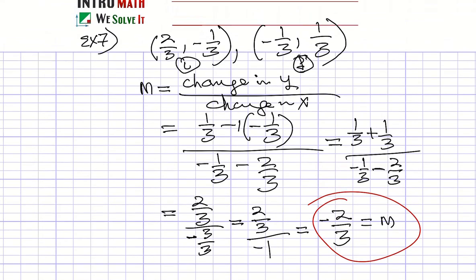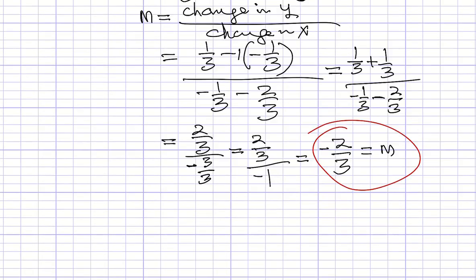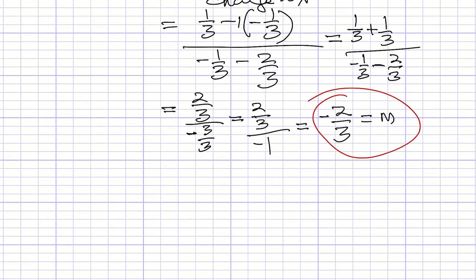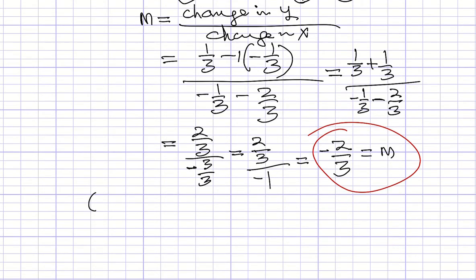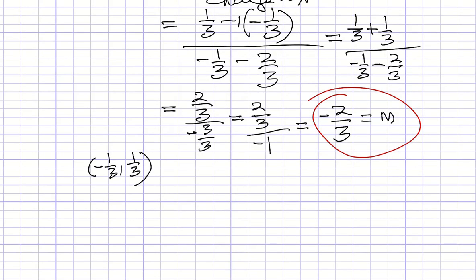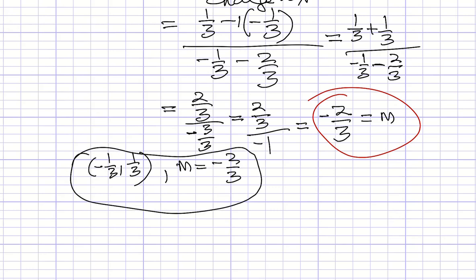We'll use any of these points. I'm going to go ahead and use this one. So if we use that point, we'll have this point. What is that? Negative 1 over 3. Negative 1 over 3, and 1 over 3, and then using the slope m equals negative 2 over 3, right? So those are what we'll have to work with.